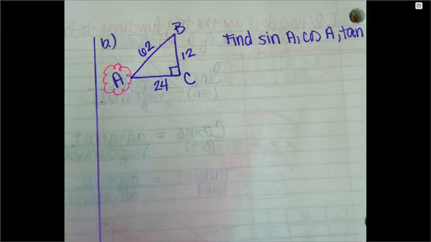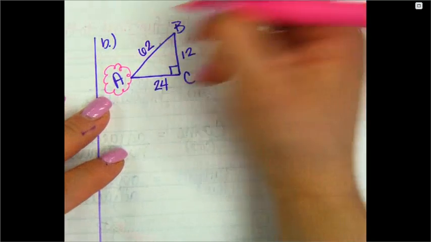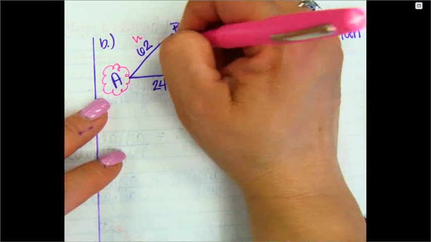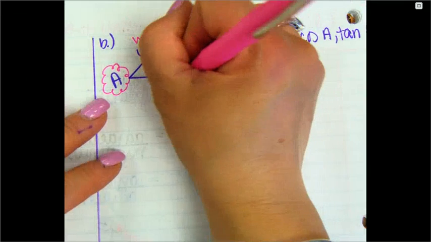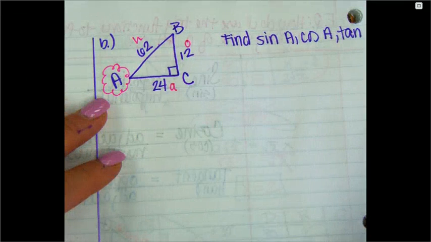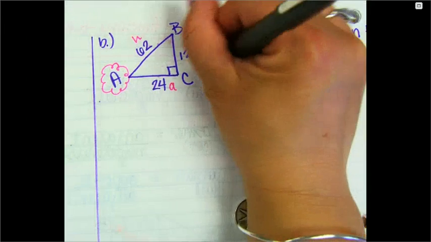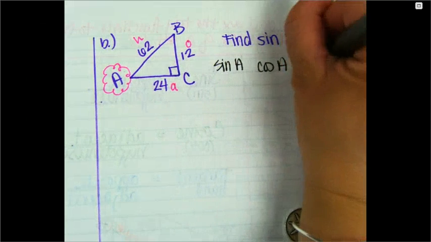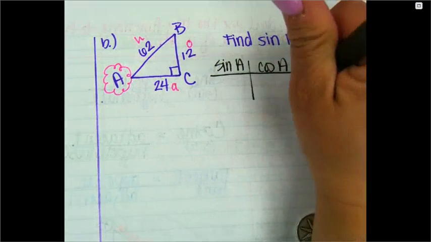All right, so if I look here, where's your hypotenuse? 62. Where's your opposite? 12. What's your adjacent? 24. That's right, it's across from it. Make your chart. So sine of angle A, cosine of angle A, and tangent of angle A. You gotta label it right.